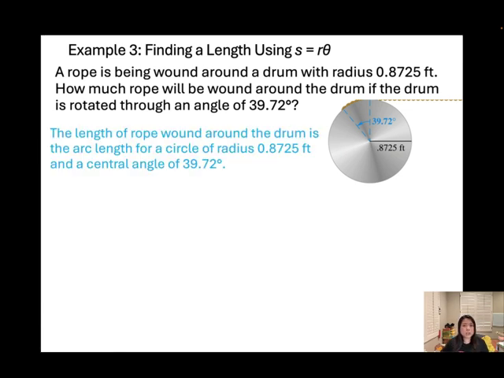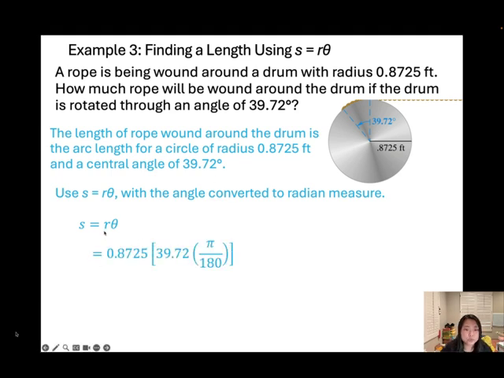We're going to use S equal to r theta. Keep in mind, when you have the degree, you have to convert it to radians in order to use this formula. I try to put everything together. I have the radius here, and then theta will be 39.72 degrees, and then I convert it to radians. Use your calculator. You should get this.